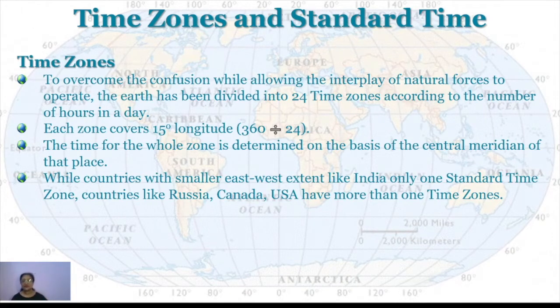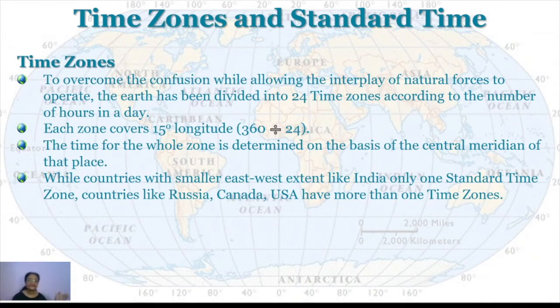And in this manner, once we have divided the entire earth into different time zones, we can easily calculate the time of different places within one country which are especially having too much longitudinal extent. So basically, the time zones are useful in those countries where a lot of longitudinal extent is there. East-west extent is too much, right?